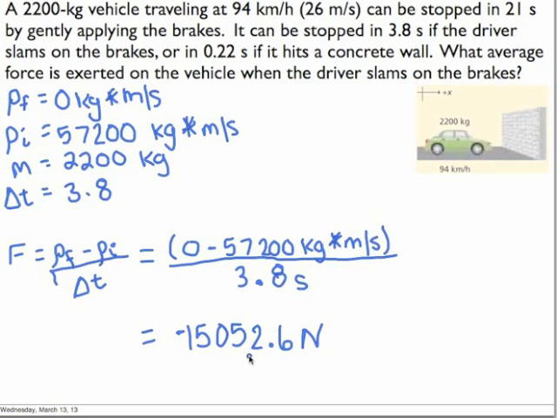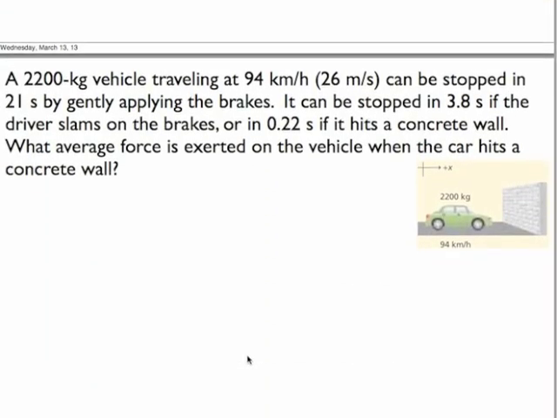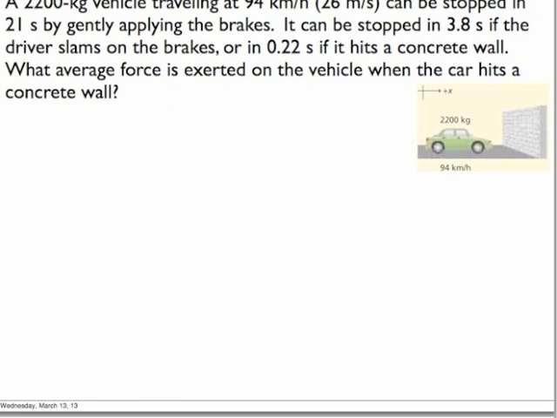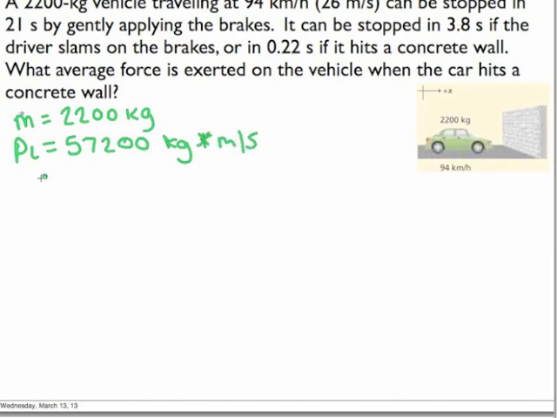Now let's do the last one. Now we're going to do when we hit the concrete wall. Our mass is 2,200 still. Our initial momentum is 57,200. Again with the weird units, kilograms times meters per second. Our final momentum is 0 because we're not moving at all at the end. And now our time is going to be less than a second.